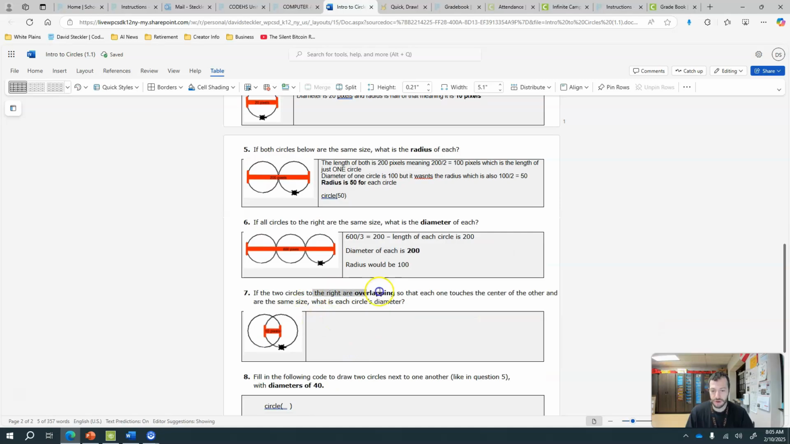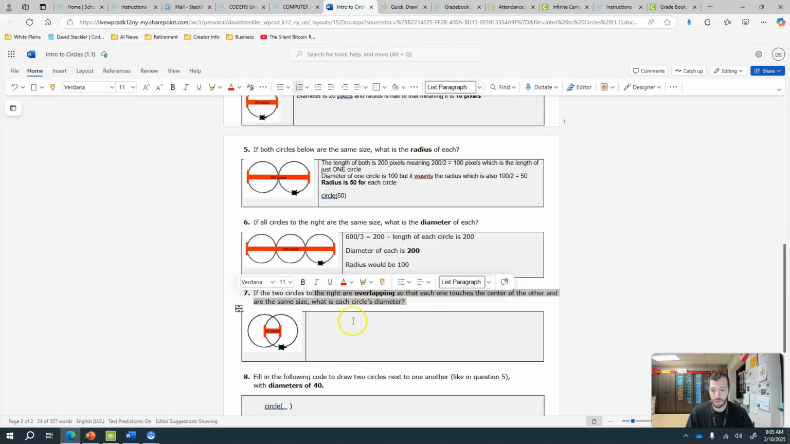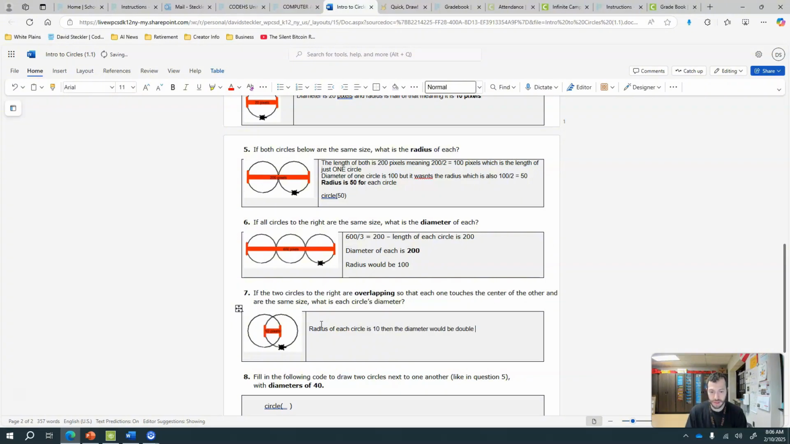If two circles to the right are overlapping so that one touches the center and the other is the same size, what is each circle's diameter? So we can tell that both circles are the same size, the radius is 10. If we know that the radius of each circle is 10, then the diameter would be double that, 20. And it says what's each circle's diameter, so 20 is our answer for this one.